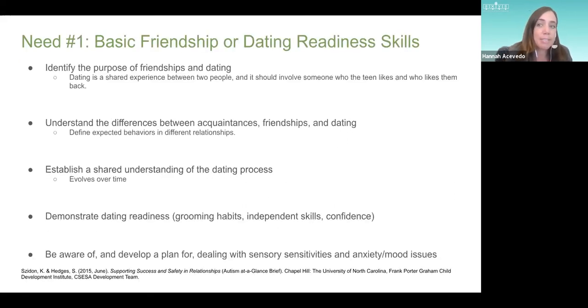So I'm going to talk for just a minute about 3 different areas of need that we want to work on developing, and then we'll talk about some strategies that you can use starting now. So the first area of need focuses around developing basic friendship and dating readiness skills.